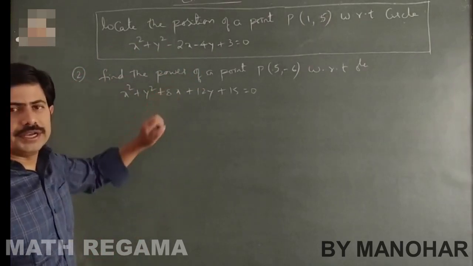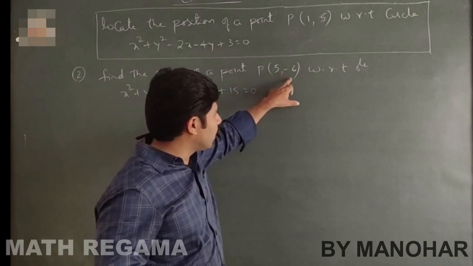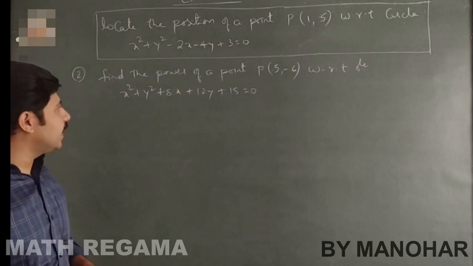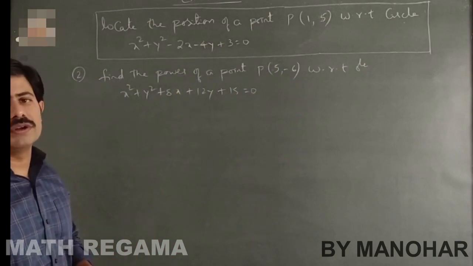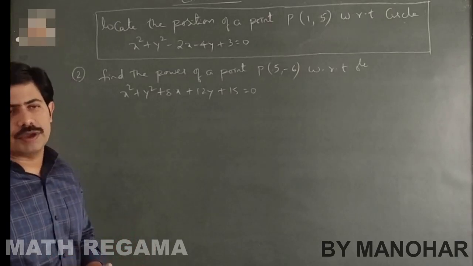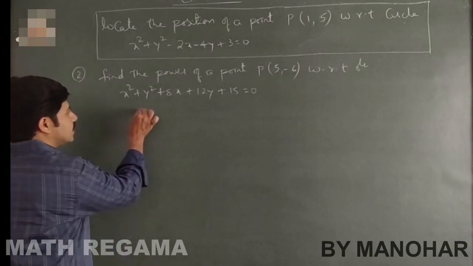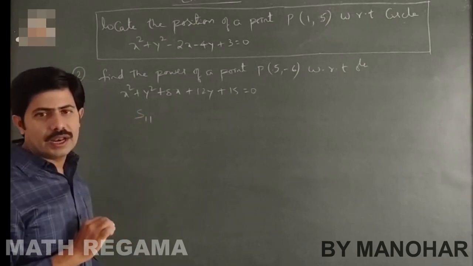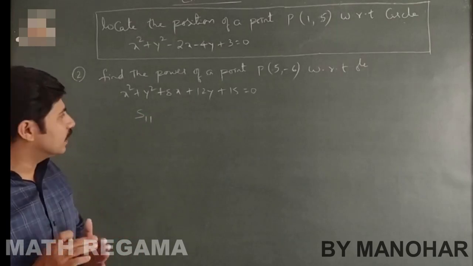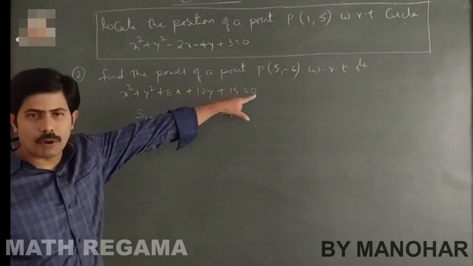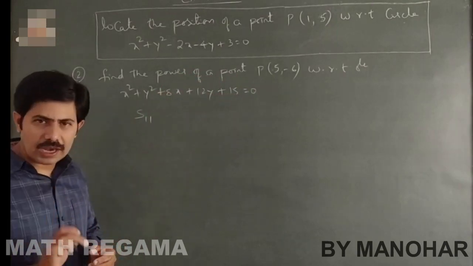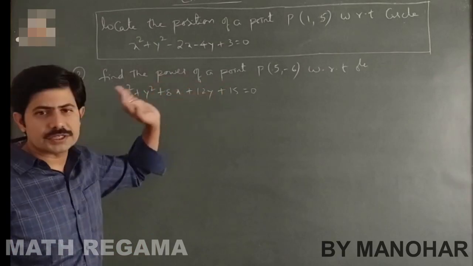Find the power of a point (5, minus 6) with respect to the circle x square plus y square plus 8x plus 12y plus 15 is equal to 0. The power of a point is nothing but cp square minus r square, which is nothing but S11. So just find S11 again. We get some value, and that value is the power of the point with respect to the circle.